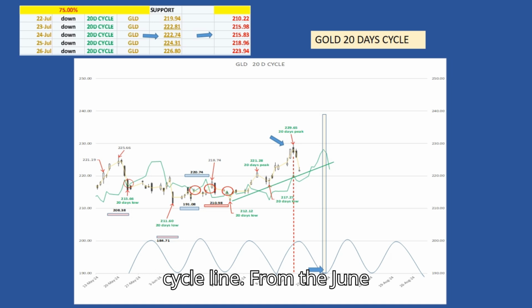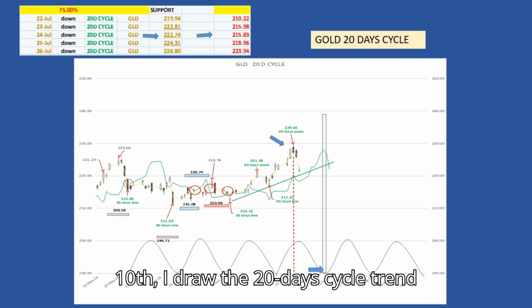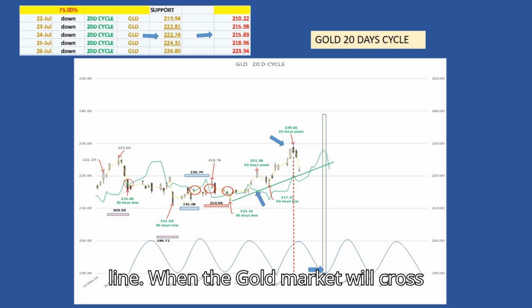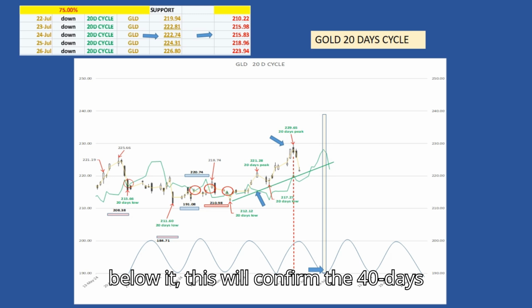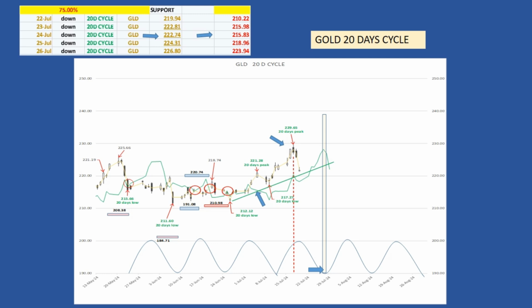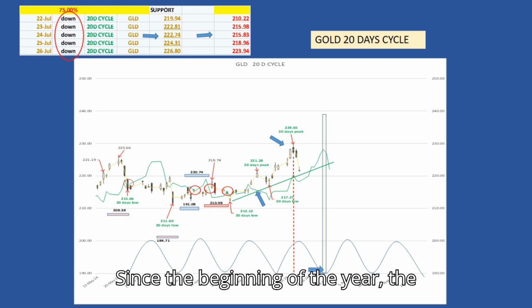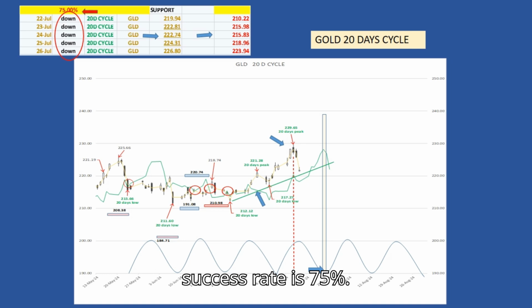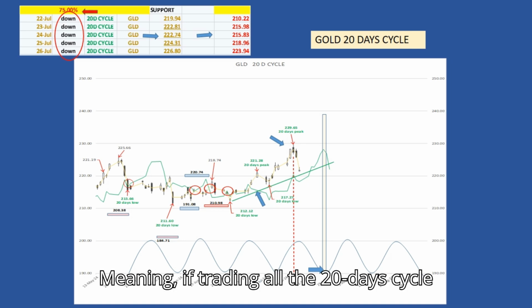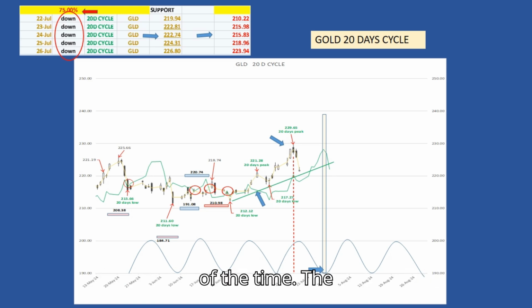But despite last Friday's sharp decline, it is possible the gold market finds only support on its cycle line. From the June 26th 20-day cycle low to July 10th, I draw the 20-day cycle trend line. When the gold market crosses below it, this will confirm the 40-day cycle peak formed on July 17th. This week the cycle trend is down. Since the beginning of the year, the success rate is 75%. Meaning, if trading all the 20-day cycle signals, the gold ETF meets its target 75% of the time.